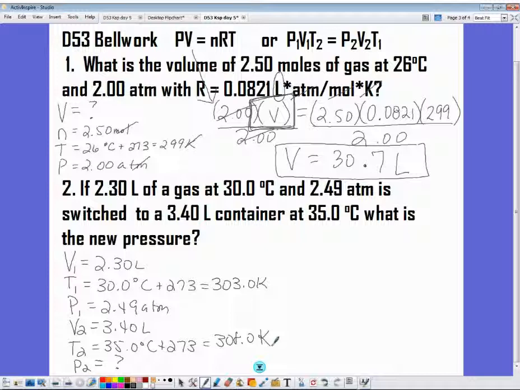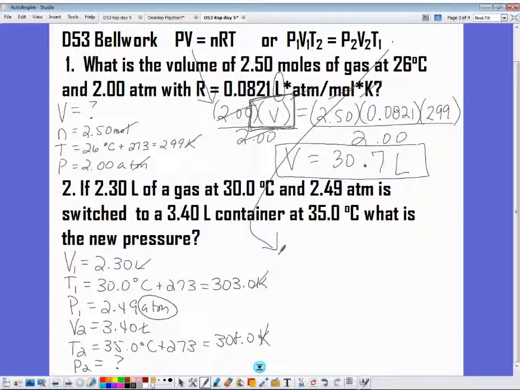Now here I don't have an R to cancel out with. I have liters and liters gone. I have Kelvin and Kelvin gone. So what unit do I get to circle? The atm. I get to circle the atm. Now all I have to do is take my numbers and plug them into that formula right there.